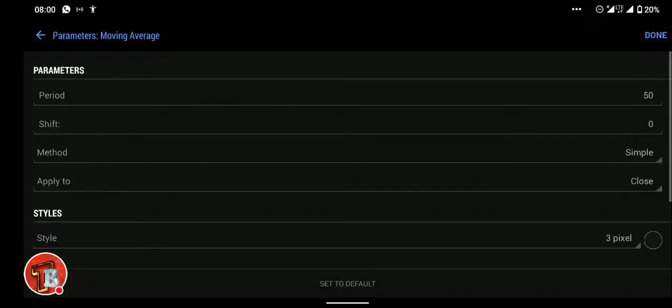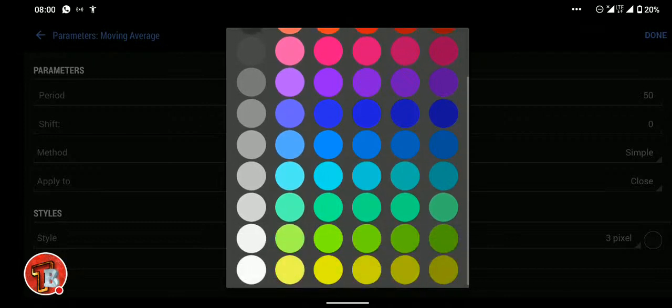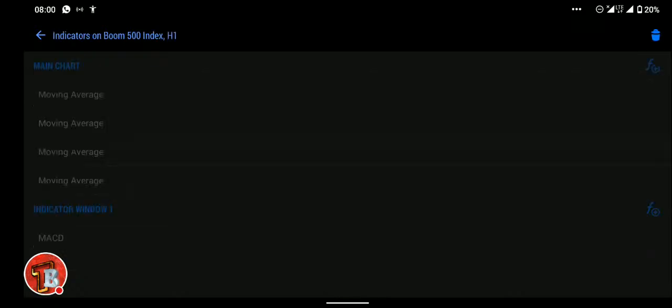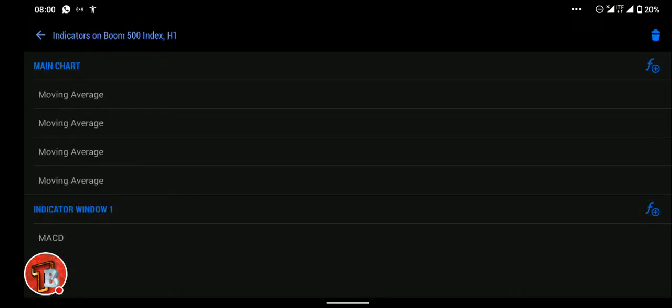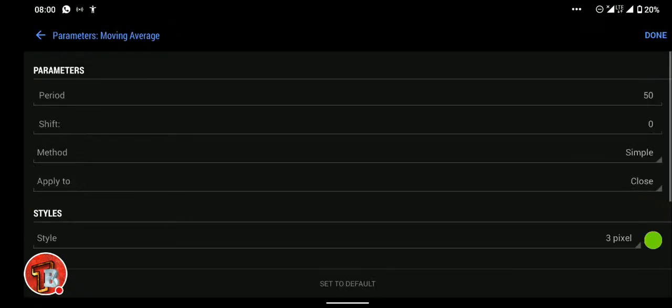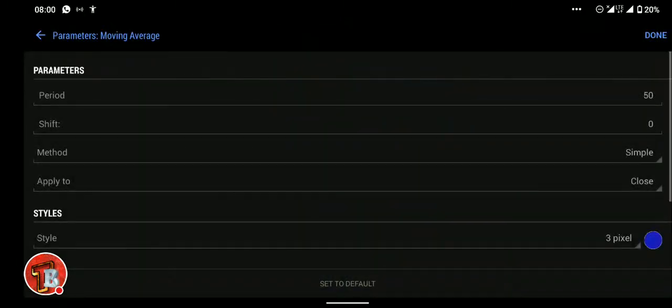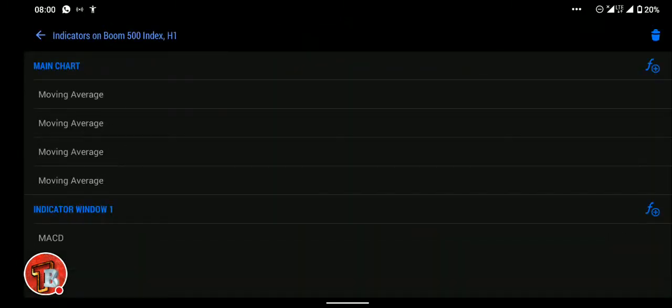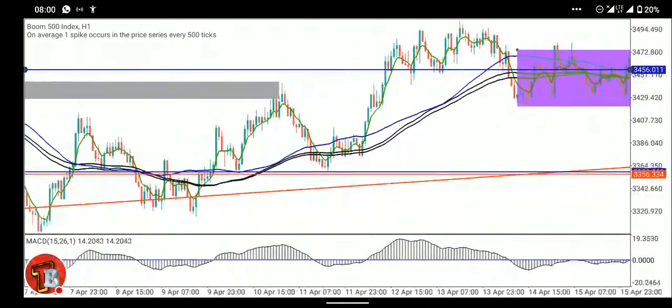Let me change the color. Which color should we use right now? I have a green already, so let's change it. I'm looking for a good color. I'm colorblind, so mind me. All right, this is our 50 moving average.